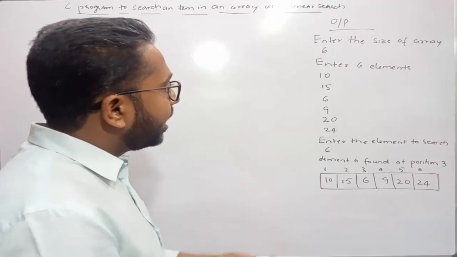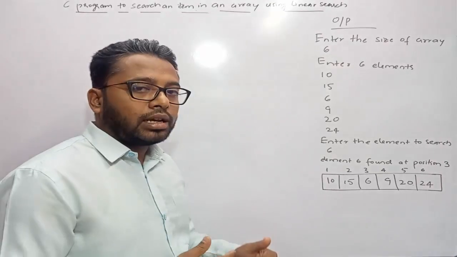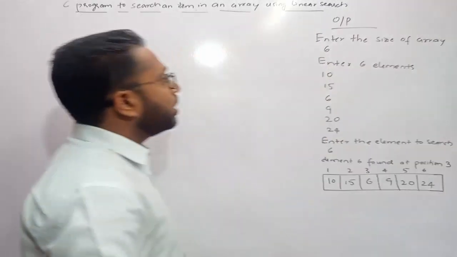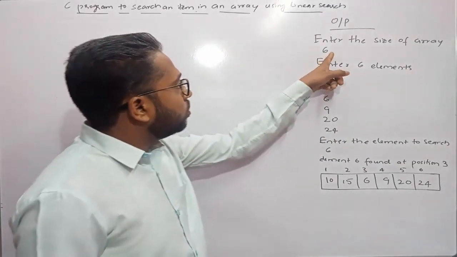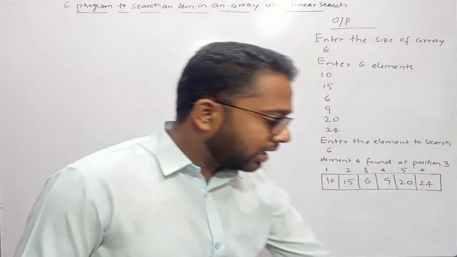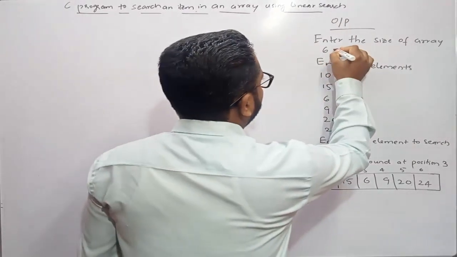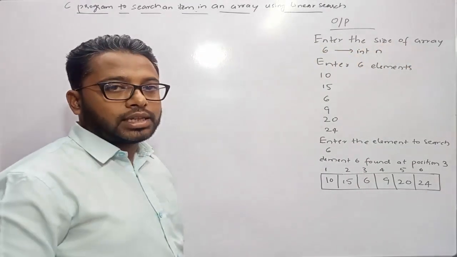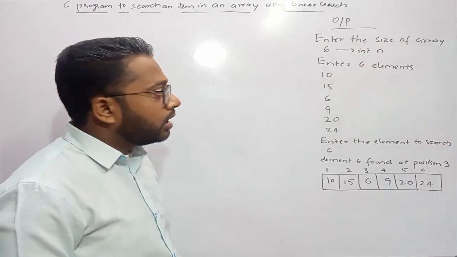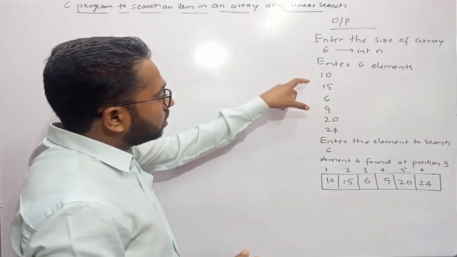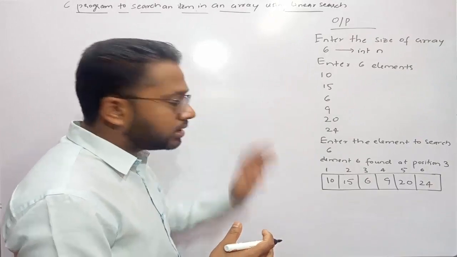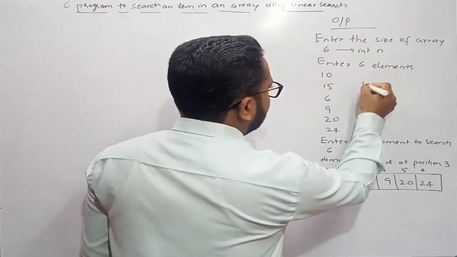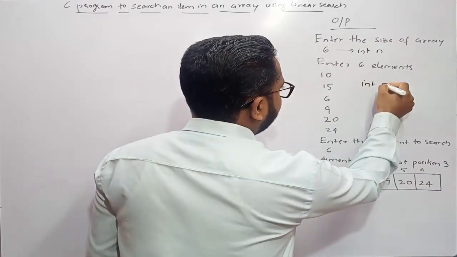Now just look at the output and try to think how many variables we require for this program. Since we are asking the user to enter one number, that is the size, we need to create one variable of type integer which will hold this value 6. Let us say that variable is n. Then I need to create an array which will hold these 6 numbers. So for storing these numbers, I need to create an integer array.